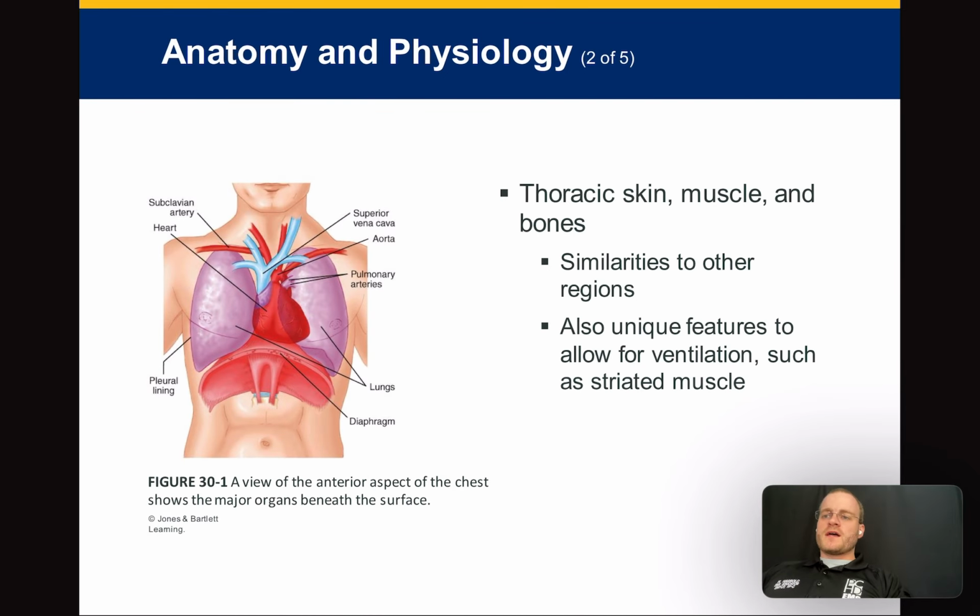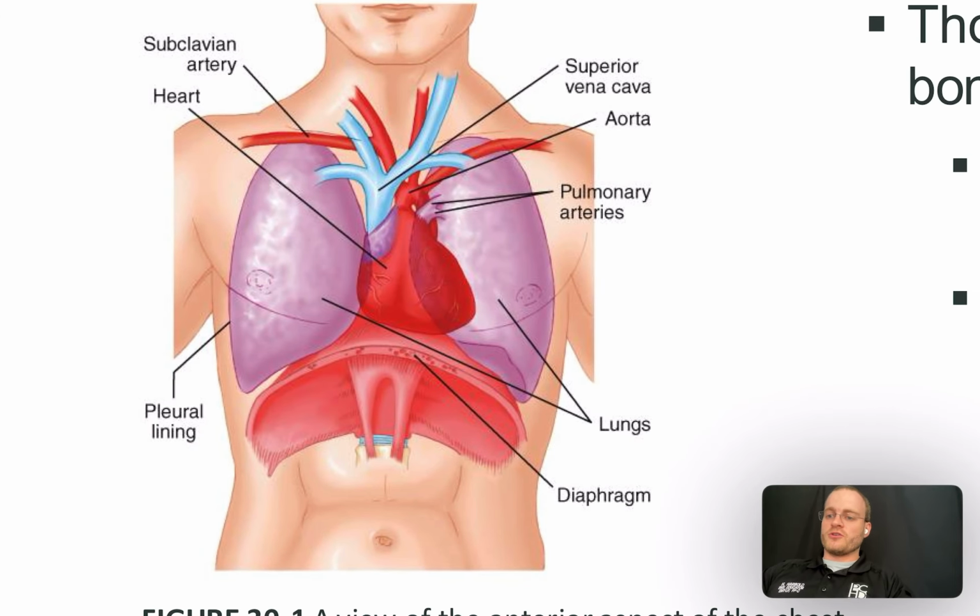And so this is talking about chest wall anatomy. And so thoracic skin, muscle, and bones. And so you'll see that this is striated muscle, but what is the main muscle of breathing? It's the diaphragm. And so the diaphragm is a dome-shaped skeletal muscle.